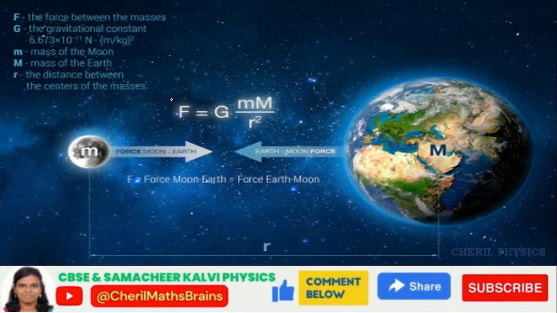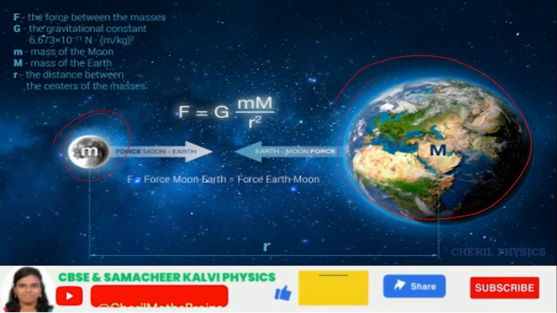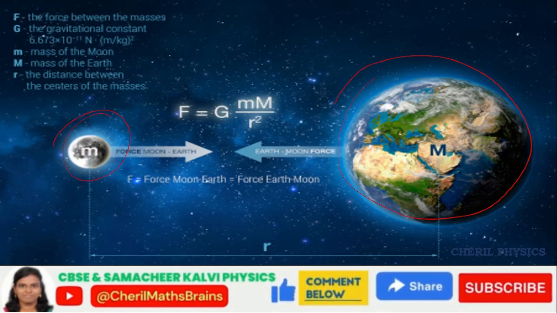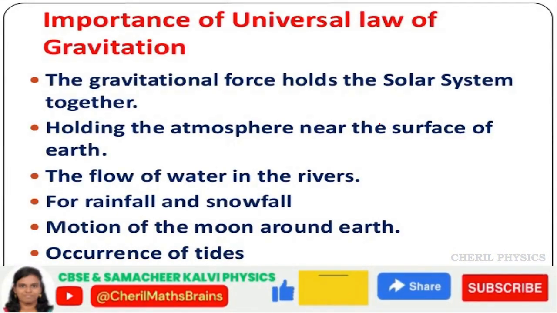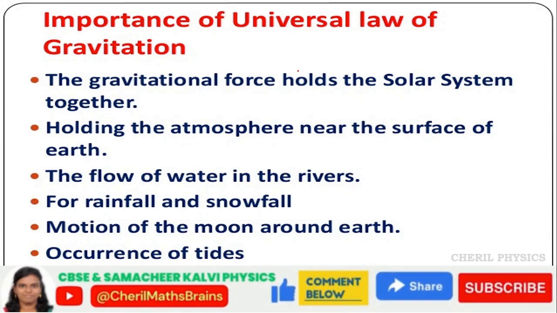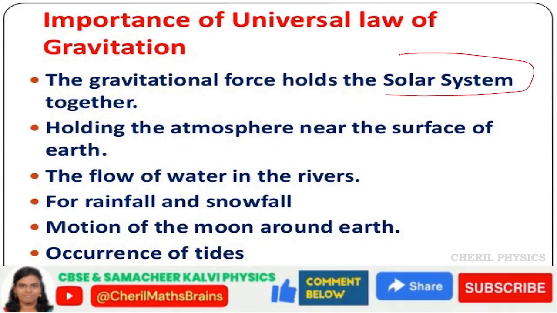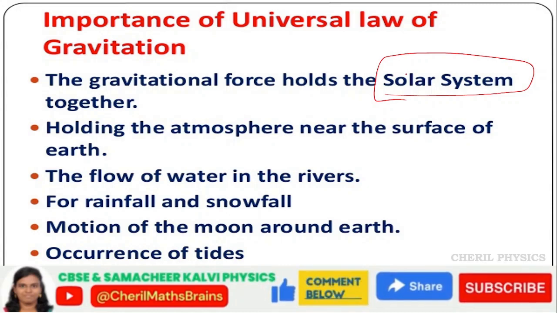This exists not only for any two objects, but for the whole solar system, for any celestial body in the solar system, whether it is between two planets or a planet and a satellite or anything of that sort. Now we are going to look into the importance. Where is this getting applied in our day-to-day life? Even without our knowledge, we are using this universal law of gravitation. The first thing is that it holds the solar system together. If this is not there, everything will get scattered here and there. The entire solar system will collapse.